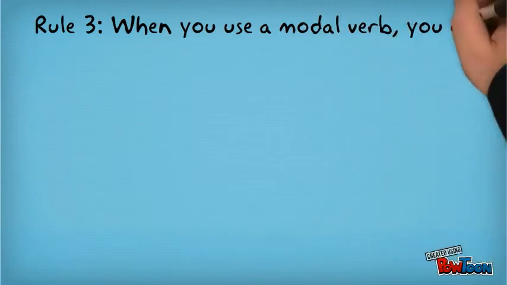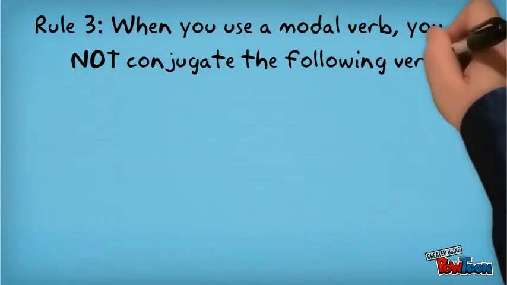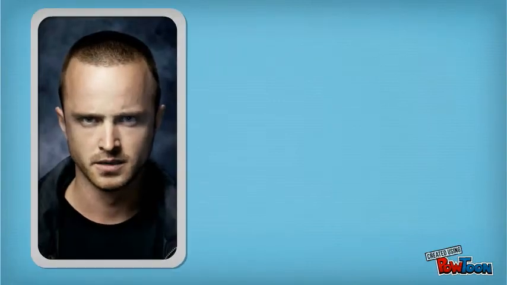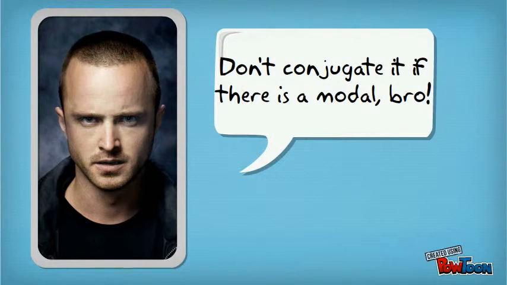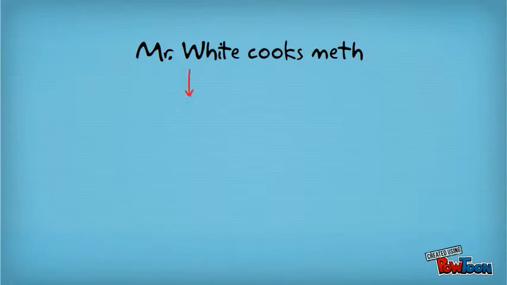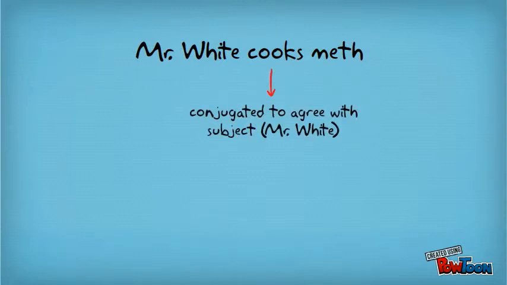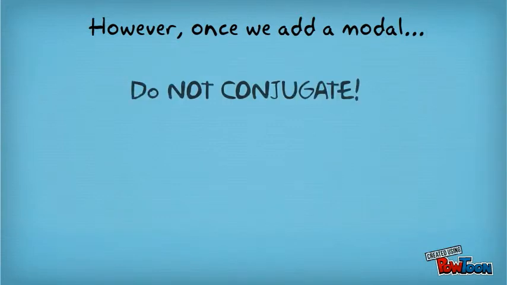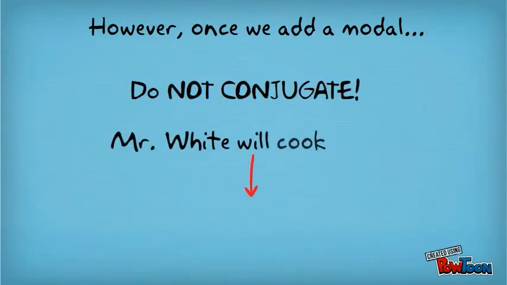This brings us to our 3rd rule. The base verb of the sentence that we were changing becomes the base form of that verb. So that means we do not conjugate it once we add a modal. So if you look at the first sentence, Mr. White cooks meth, you can see that cooks has been conjugated to agree with Mr. White, the subject. But once we add a modal, we no longer conjugate the verb. So it is, Mr. White will cook meth.